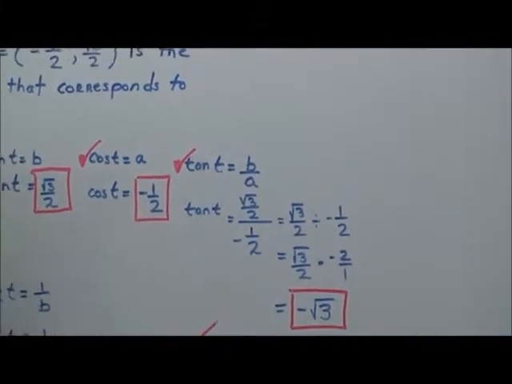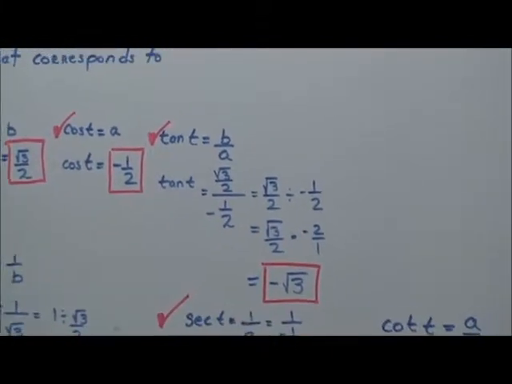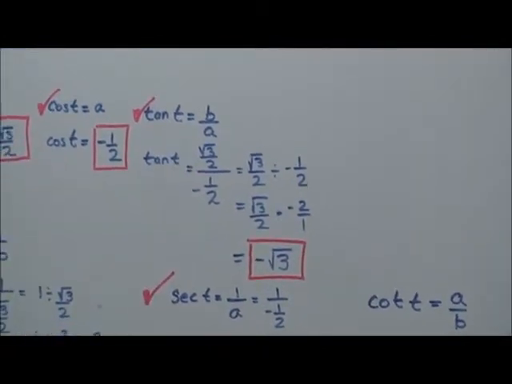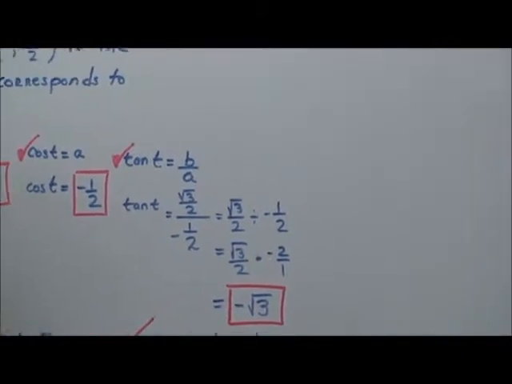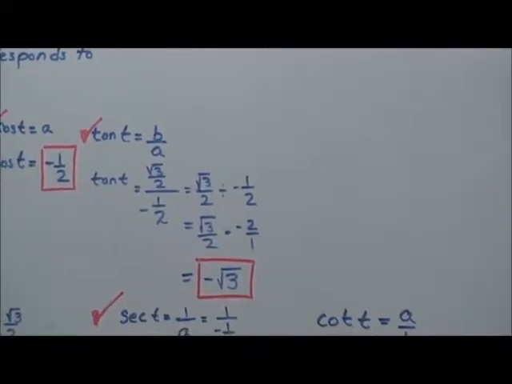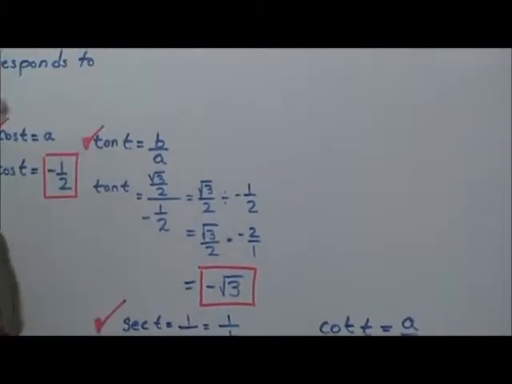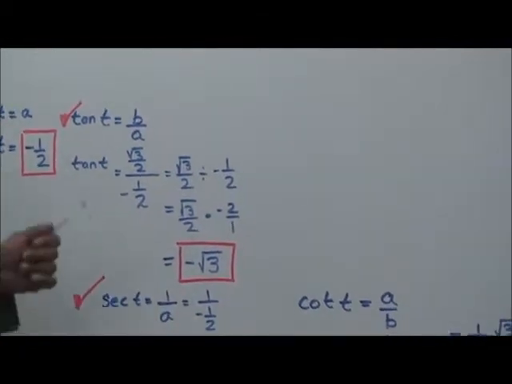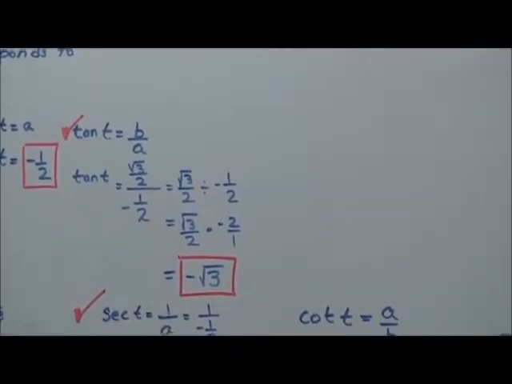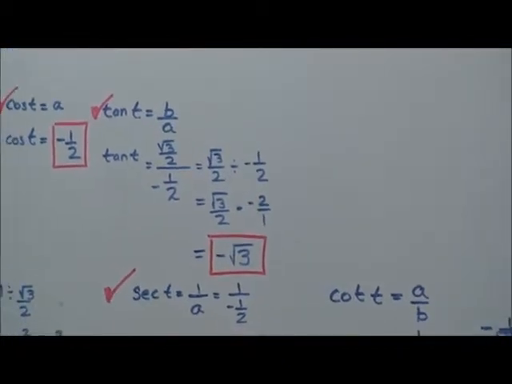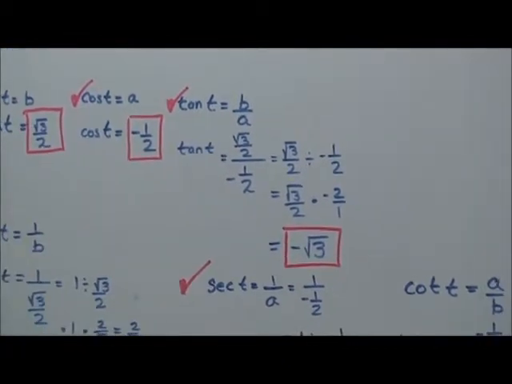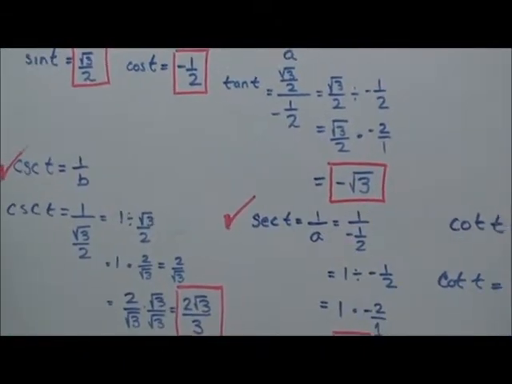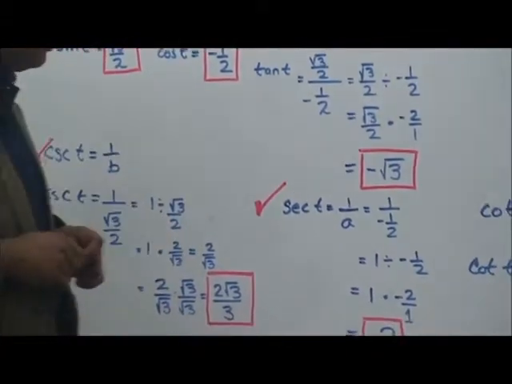Of course, we have some work to do. That's going to be the square root of 3/2 divided by -1/2. And that's going to equal the square root of 3/2 times, of course, you take the reciprocal when dividing fractions, times -2/1. So your answer is going to be the negative square root of 3. So now we go to cosecant t and secant t and also cotangent t.